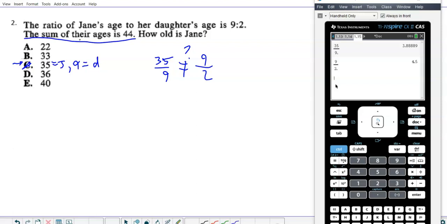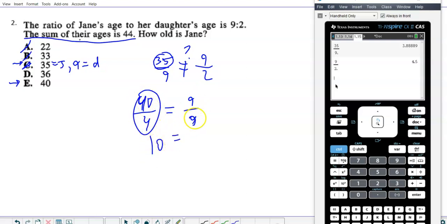So I think I need Jane to be older. So I need this number to be bigger. So I don't think these are going to be one of the answers. And 22 would be really weird because that means her daughter would be 22, which doesn't make sense. So let's just try the wrong answer on purpose here. So let's try 40. So 40 over, I guess the daughter would have to be 4 because it adds up to 44. Is that equal to 9 over 2? Well, I know 40 over 4 is equal to 10, which is not 4.5. So that's too big. So that one doesn't work.